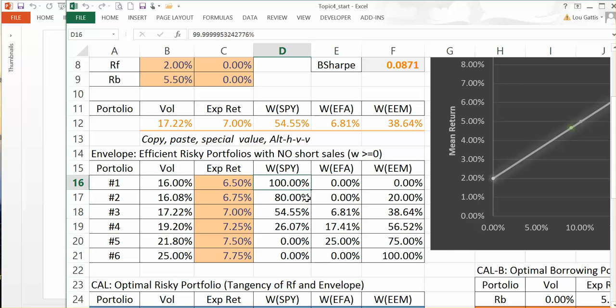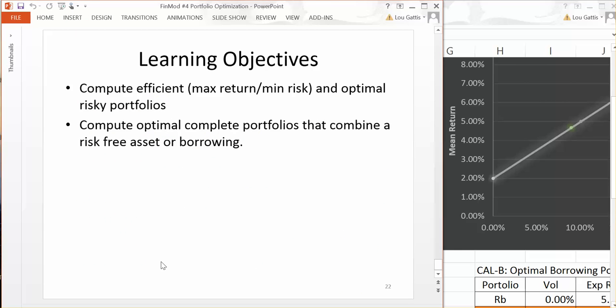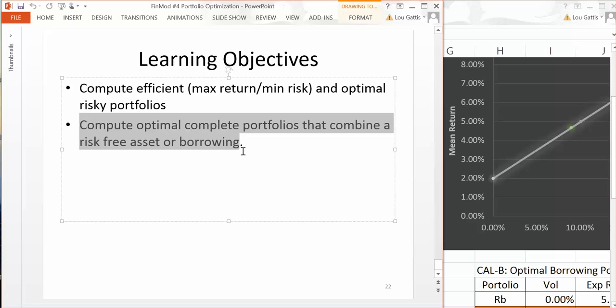All right. Effectively, for most investors, they either choose not to do short sales or are legally restricted from short sales. For example, in an IRA or a 401k account, you wouldn't be allowed to do short sales. So hopefully you now understand what portfolio optimization means. It is creating efficient portfolios or envelopes, ones that maximize return or minimize standard deviation. And then you combine those optimal portfolios, those envelope portfolios, with risk-free rates, treasuries, or borrowing to leverage them.